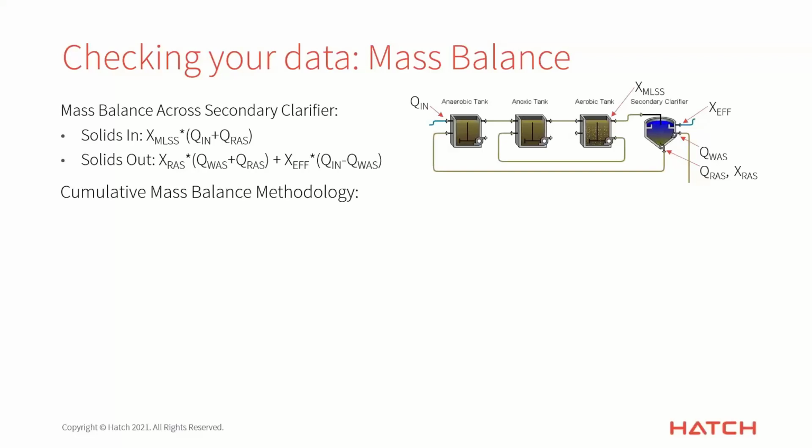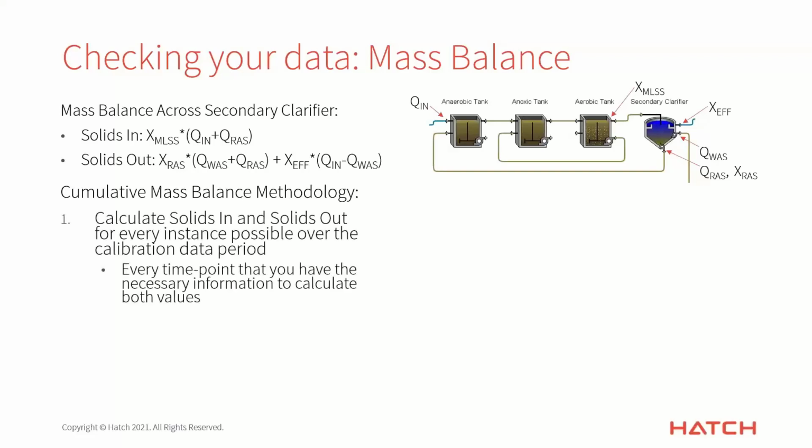So you can check the mass balance at steady state using the equations here on the slide to see if the mass flow of solids into the clarifier is roughly equal to the mass flow out of the clarifier. But there's also this option of calculating the cumulative mass balance, which I prefer because I think it gives you a lot more insight into your data. So to do this, you basically just follow these steps.